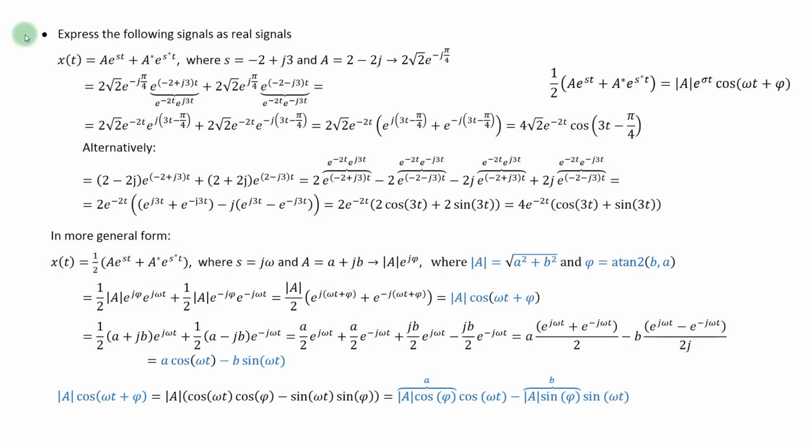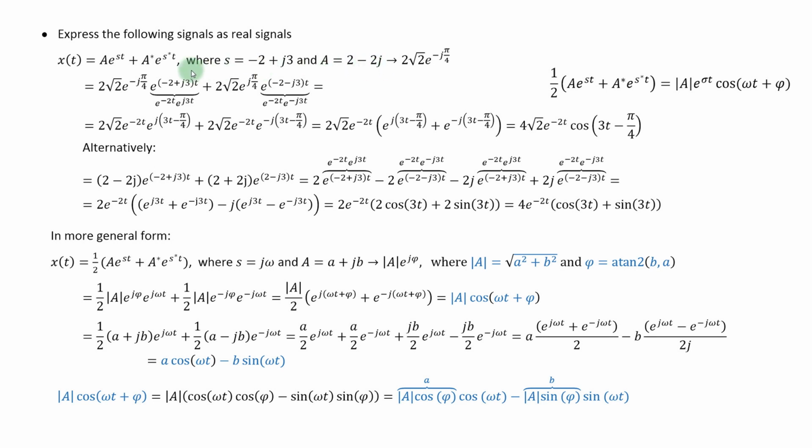In this slide, I will continue with similar problems. I will have some signals composed of complex exponentials, and I will want to express them as real signals. So here I have a signal that is composed of a sum of two complex exponentials. This time the complex frequency is -2 plus j3, and the complex amplitude is 2 times minus 2j.